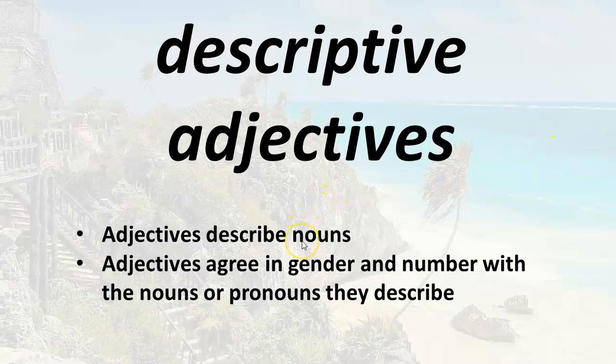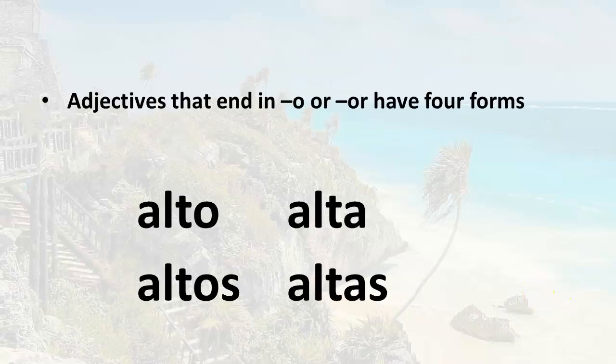Remember that adjectives describe nouns. They give you more information about nouns. Adjectives will agree in grammatical gender and number with the nouns or the pronouns that they describe. Our most basic type of adjective in Spanish is an adjective that ends in O or OR. This type of adjective will have 4 forms, so it will agree in grammatical gender, alto, alta. Remember, alto for grammatically masculine nouns, that is nouns that take el, and then alta for grammatically feminine nouns, that is nouns that take la, and then altos for masculine plural and altas for feminine plural.